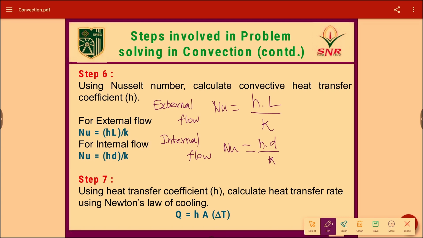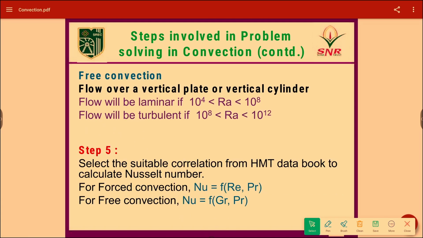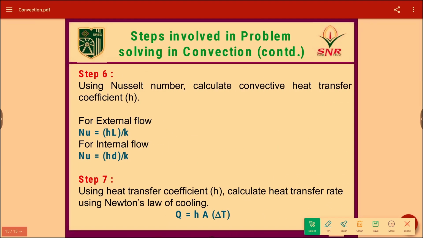So based on the correlation we have used earlier, we calculate the Nusselt number, and from the Nusselt number, we calculate H. This is the unknown here, the convective heat transfer coefficient H. Once the value of H is found, we can use Newton's law of cooling to find the value of Q. Q is nothing but H into A into delta T. So we have to read the problem clearly, understand it, and then proceed. If you follow these 7 steps, then we can easily find the value of Q, which can be used to analyze the convective heat transfer.